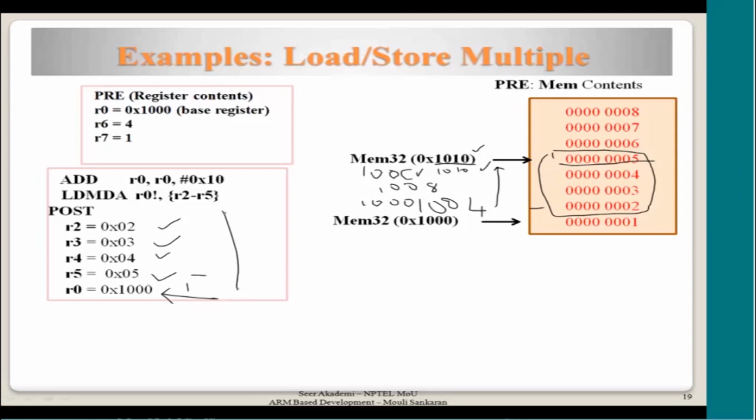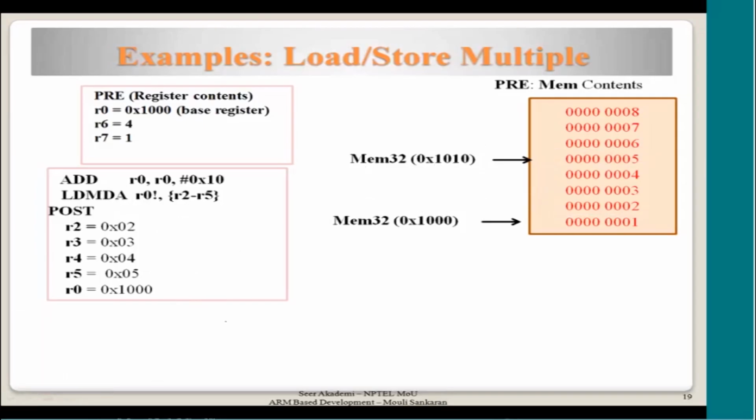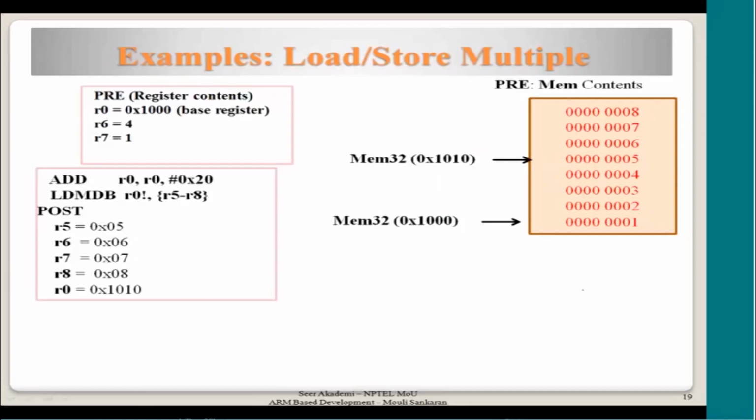If you understand this, you should be able to give any combination and try to work out the different transfers. Okay, hope it is clear to you guys. I've spent a lot of effort in explaining this. If you don't follow, please go back, listen to this again, and make sure you understand.